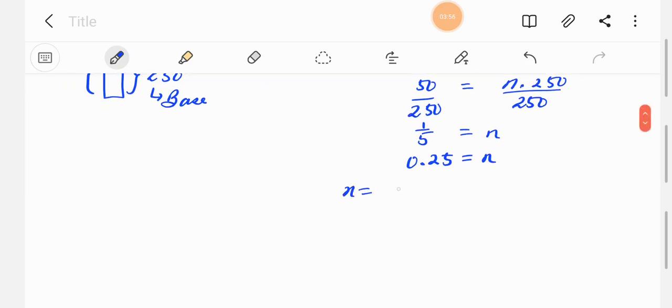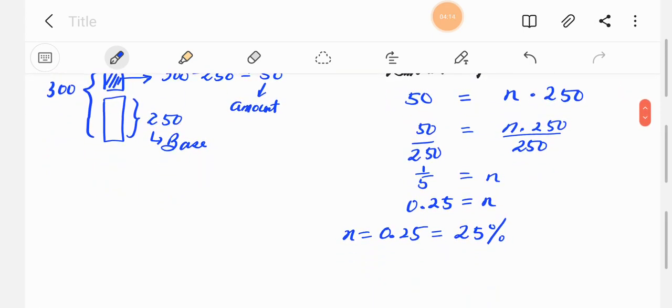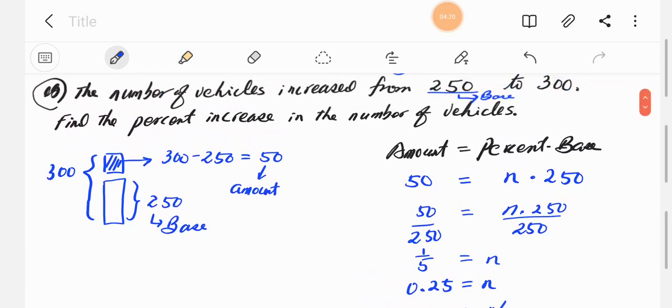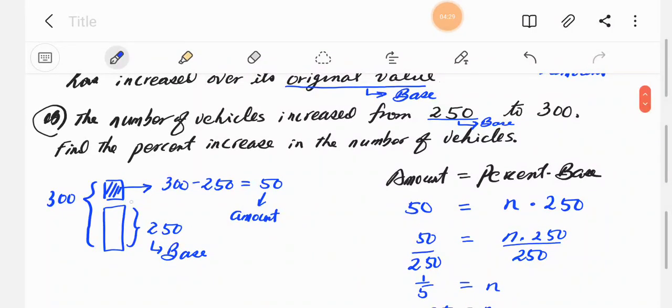So since N is equal to 0.25, convert this into percent, then this will be 25%, isn't it? So the percent increase is 25%. So the number of vehicles increased by 25%. Can you see it? So it's really important to find the base and the amount increased. This shaded amount is the amount increased.